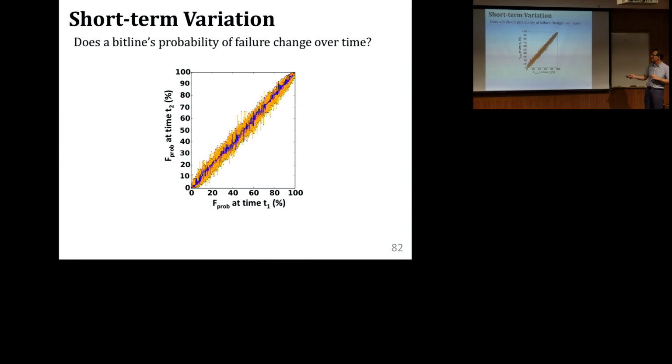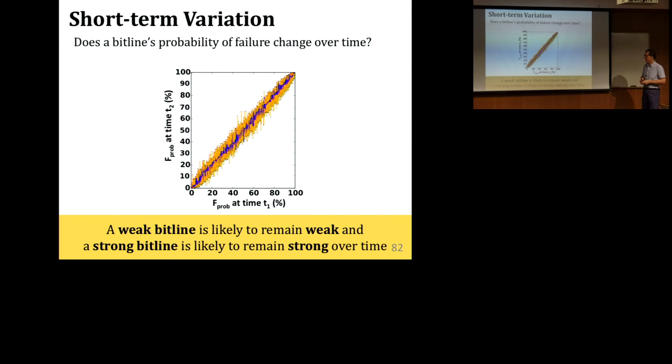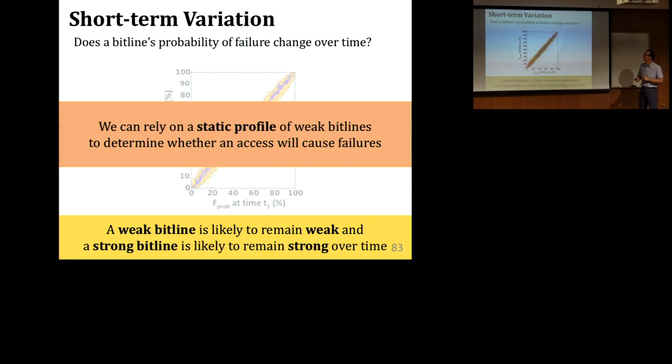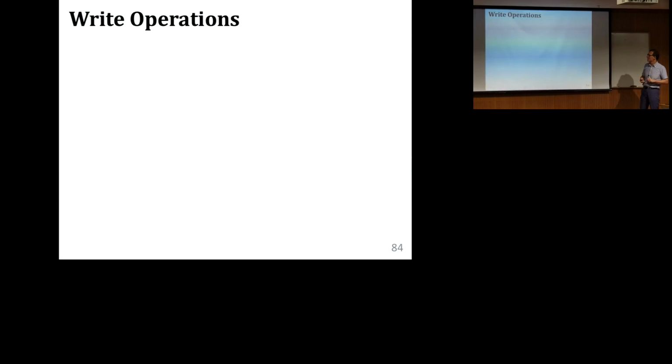Basically, there's a very strong correlation between the failure probabilities that you get. The key conclusion is that a weak bit line is likely to remain weak, and a strong bit line is likely to remain strong over time. Not 5 years, but certainly months. So the key takeaway is we can rely on a static profile of weak bit lines to determine whether an access will cause failures. Of course, you need to add margin on top of that for aging and other types of variations that you cannot control.